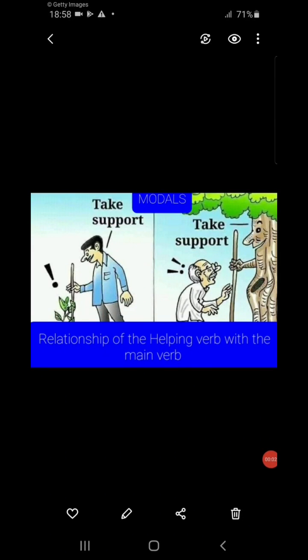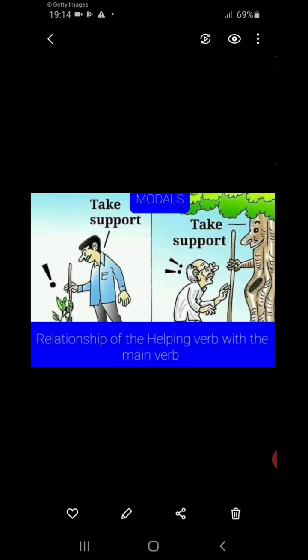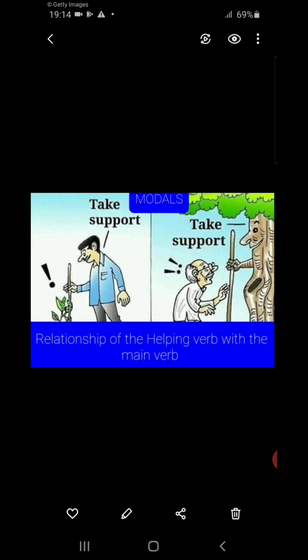Students, before starting today's lesson, I want you all to look at this picture. This picture is divided into two parts. In the first part, we can see that a man is providing help, or giving help, to a small plant by helping it to stand with the help of a stick.